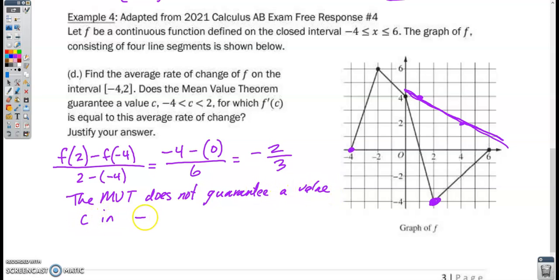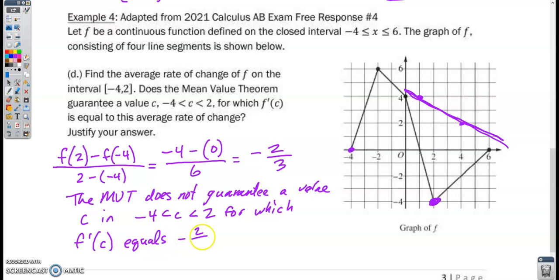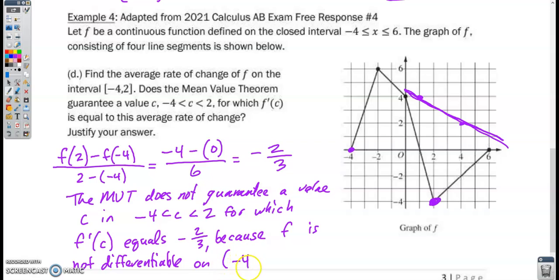C in the interval from -4 to 2 for which f prime of c equals negative 2/3, because f is not differentiable. Not differentiable on -4, 2.